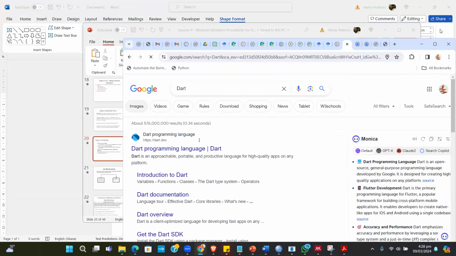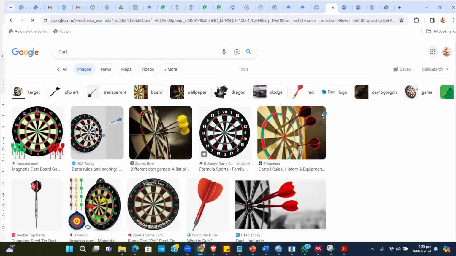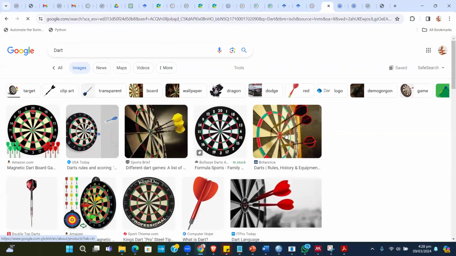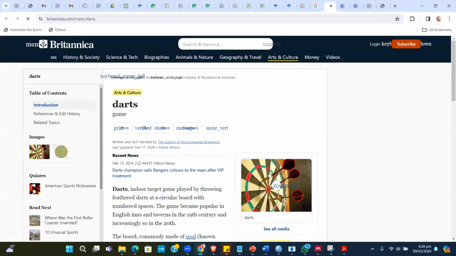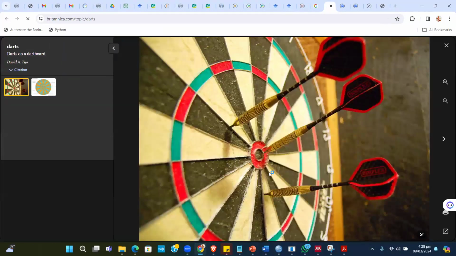We'll pick images. Okay, so let's pick this. Oh, I was expecting the image to be bigger here. Yeah, this is a dart game.